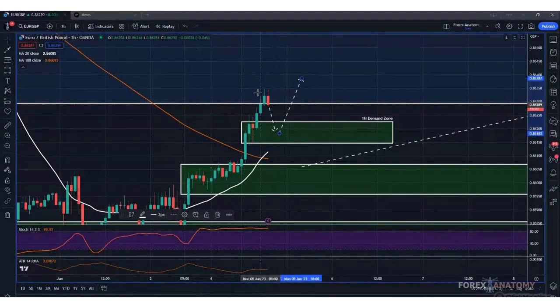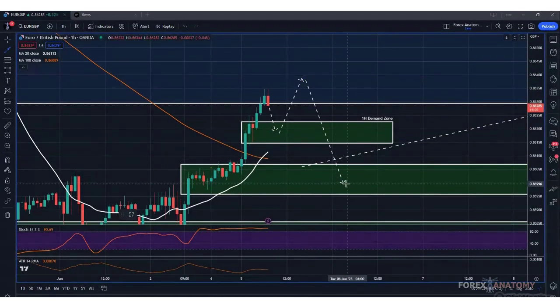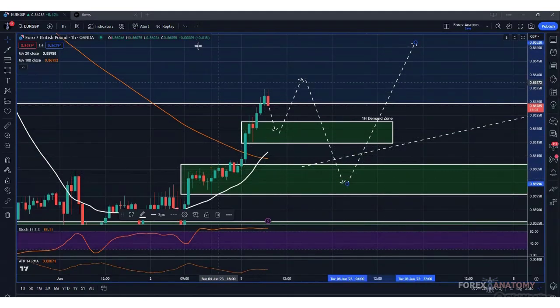But in the meanwhile, we're looking for a pullback, and we should see that soon. You should see a decent expansion. And then from there, we could see price start working its way all the way back down to this zone, and then give us another buy scenario. And then we can buy that in that C leg type scenario.